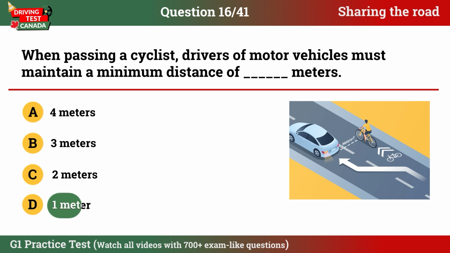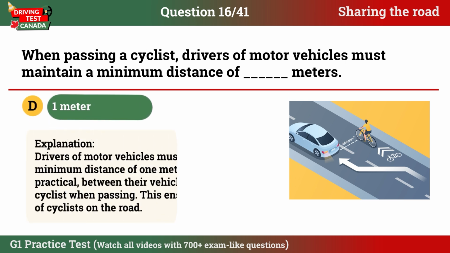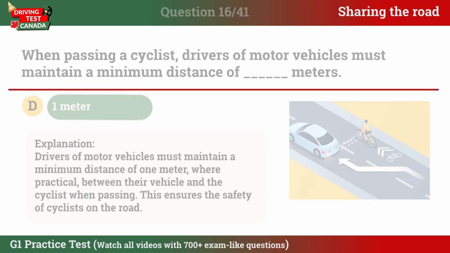The correct answer is D. 1 meter. Explanation. Drivers of motor vehicles must maintain a minimum distance of 1 meter, where practical, between their vehicle and the cyclist when passing. This ensures the safety of cyclists on the road.